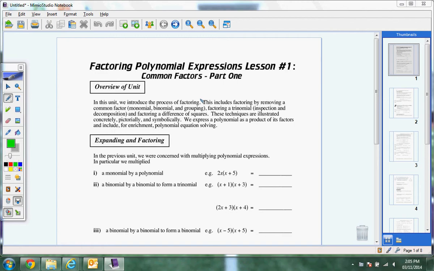So overview of the unit. In this unit, we're going to introduce the process of factoring. This includes factoring by removing a common factor, which is what we're doing today. Factoring a trinomial with inspection and decomp. That's going to be factoring to two binomials, so taking a trinomial and making it two binomials. And then these techniques are illustrated concretely, pictorially, and symbolically. We express them as a polynomial and as a product of its factors. So that's just kind of an overview.